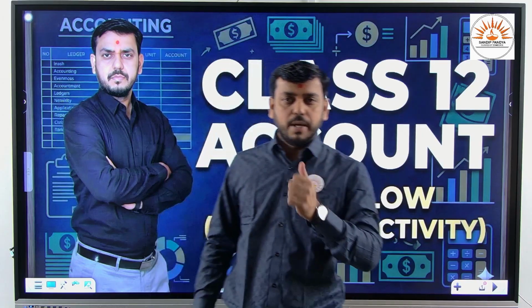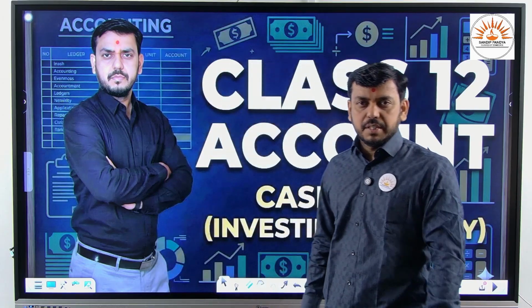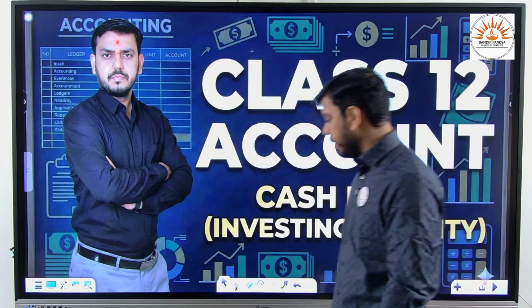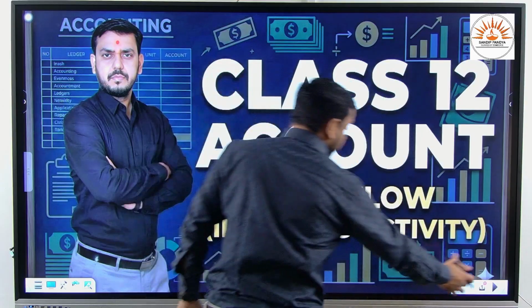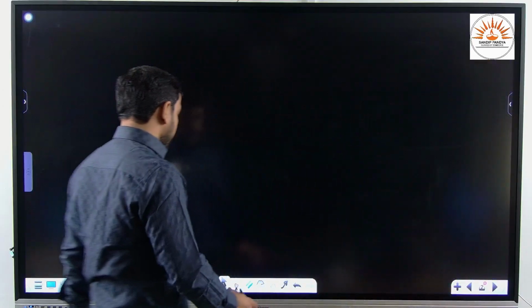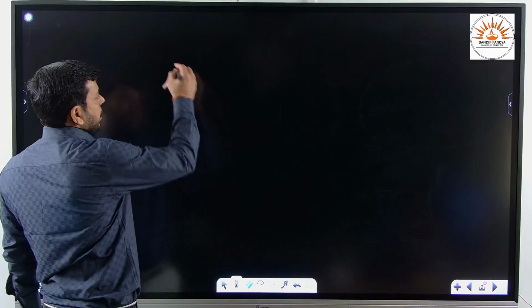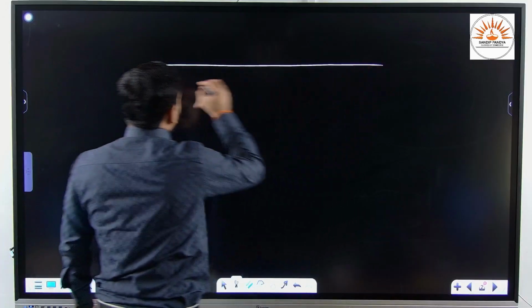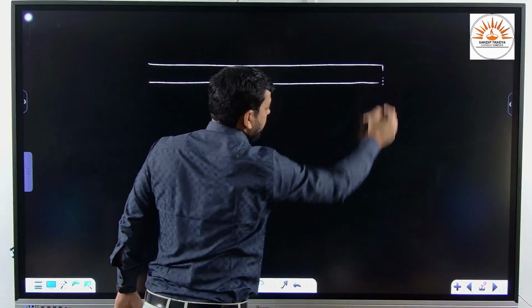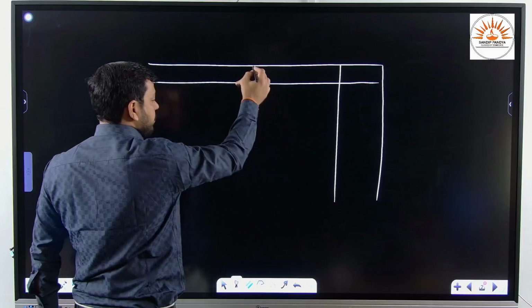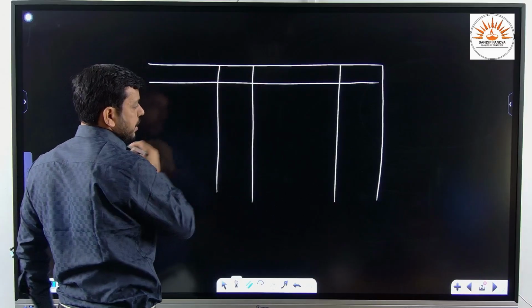We shall today discuss one of the important topics for class 12th commerce students, that is investing activity under the cash flow statement. Fine. So before starting our topic, we need to understand a very important concept: out of the 5 total items of the balance sheet, which item is a part of investing activity.